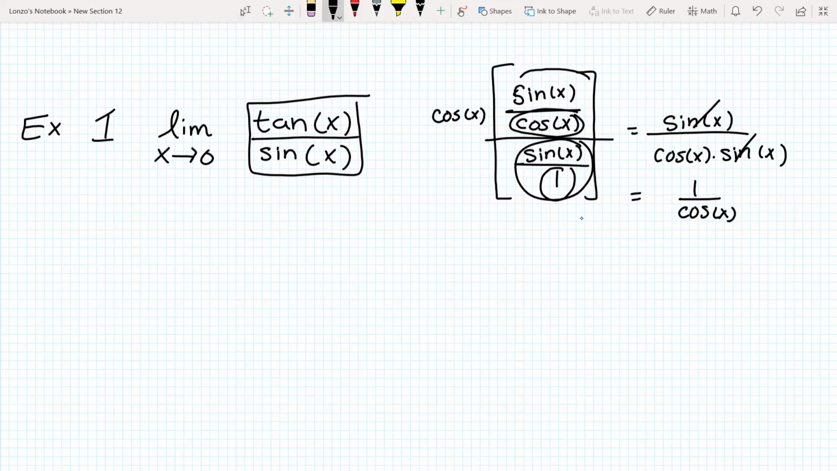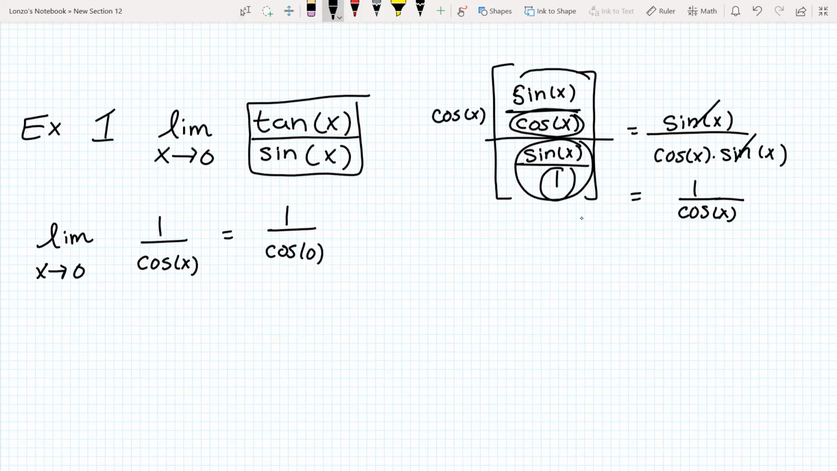Okay, and I noticed that sine x cancels, so you're left with 1 over cosine of x. So you can rewrite this problem as the limit as x approaches 0 of 1 over cosine of x. Then just plug in 0 for x, so 1 over cosine of 0, and the cosine of 0 is 1. So 1 over 1 is 1. Okay, so your final answer is 1.